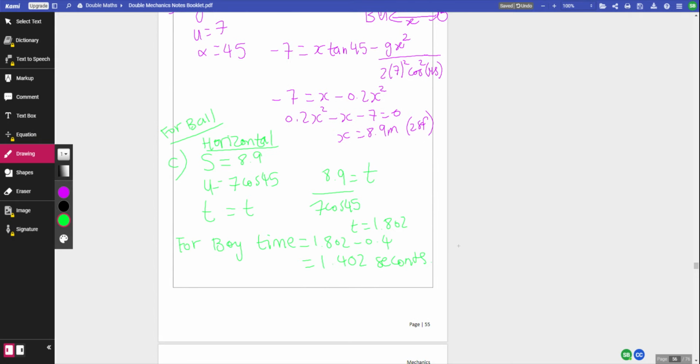And then to find the velocity for the boy, we consider speed, distance, time again. So we know that the horizontal distance that he travels is 8.9. We know that it takes him 1.402 seconds to do it. So 8.9 divided by 1.402 equals V, which is the speed of the boy, which is 6.4 meters per second, to two significant figures. We're giving our answers to two significant figures because we've used 9.8 as acceleration due to gravity.